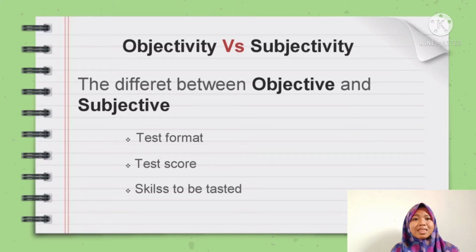And then the last is the skill to be tested. For objective tests, the skills usually tested are listening and reading, where the format is usually multiple choice, true or false, and yes/no questions. The language skills which usually refer to subjective tests are speaking and writing. So we need a specific rubric to score them.